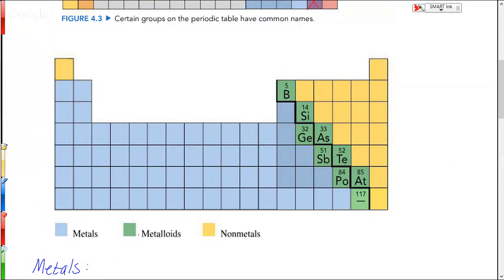If you were to guess, if the metals conduct electricity really well and the non-metals conduct electricity really poorly, what do you think the metalloids do? Somewhere in between. Yeah, exactly. Thank you. It's somewhere in between. So the metalloids all have properties that are just kind of in between the two.